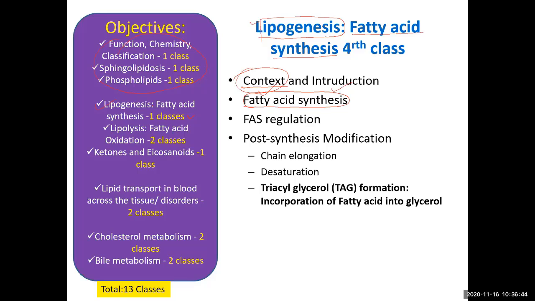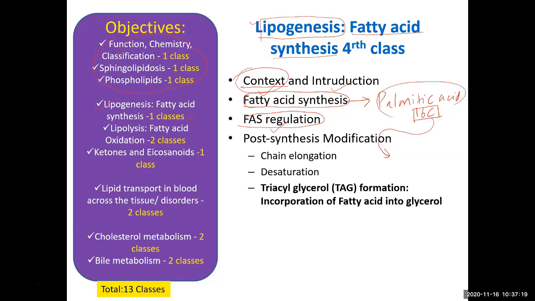The fatty acid synthesized in our body is palmitic acid. I have been telling you what palmitic acid is: it is nothing but a 16 carbon compound. So now let's see this. After palmitic acid, we will talk about FAS, fatty acid synthesis. We will talk about the regulation of fatty acid synthesis after the synthesis of palmitic acid.